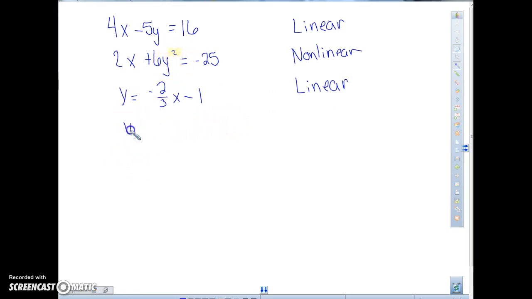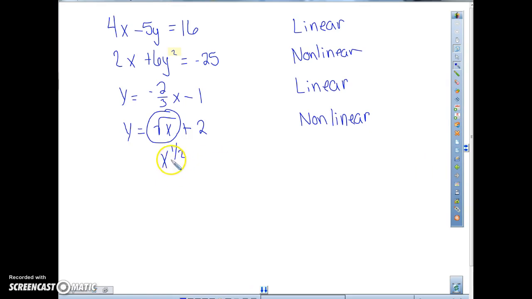Let's do y equals the square root of x plus 2. This is nonlinear. And pause the video each time I write an equation down, and you decide if it's linear or nonlinear, and then push play and see if you were right. And it's nonlinear because of the square root here. Remember back to Algebra 1, the square root's really the same thing as x to the 1/2 power. And so this would not be an exponent of 1. So anything with a square root, cube root, fourth root, it's going to be nonlinear.